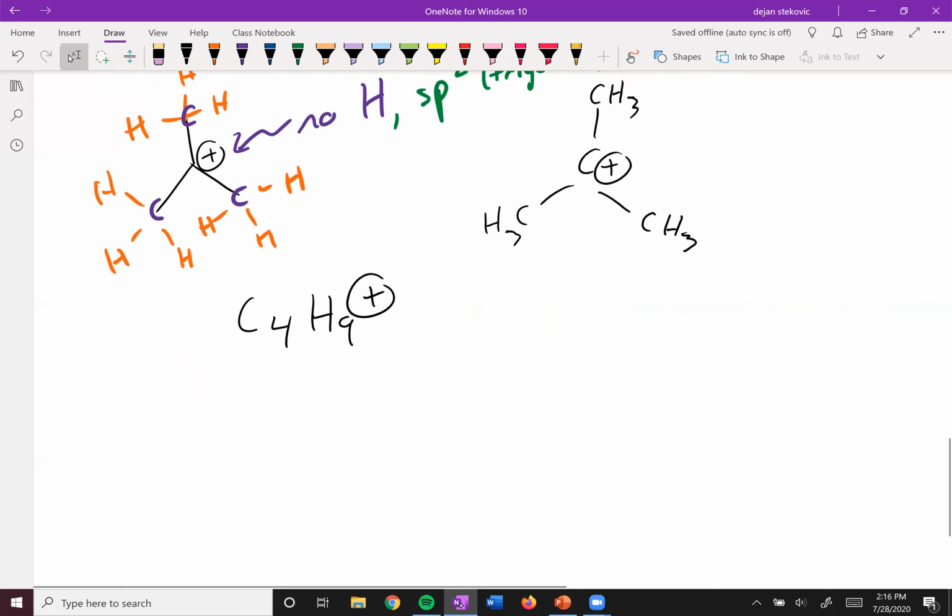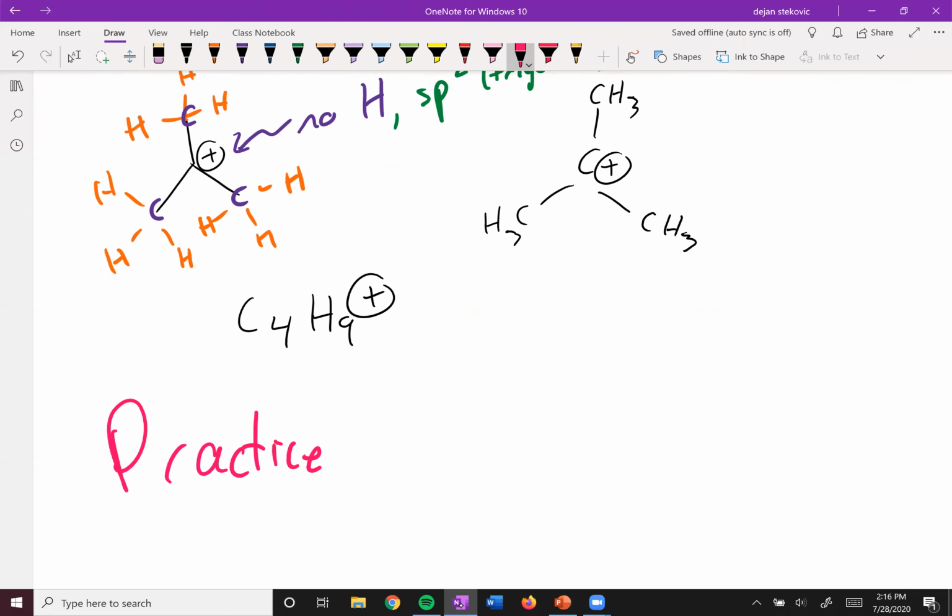And again, all of this stuff is just practice, practice, practice. That's pretty much all organic chemistry is. It's basically one big puzzle, one big game. The best way you're going to get better at it is to just do more of it.